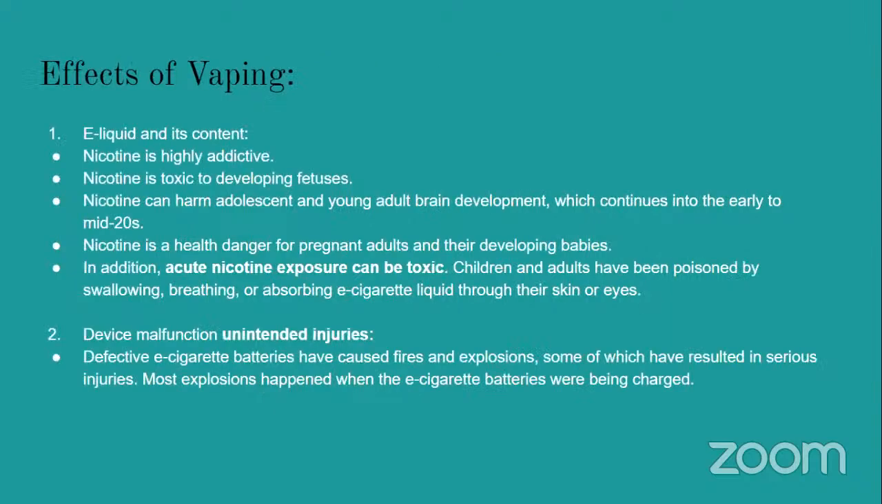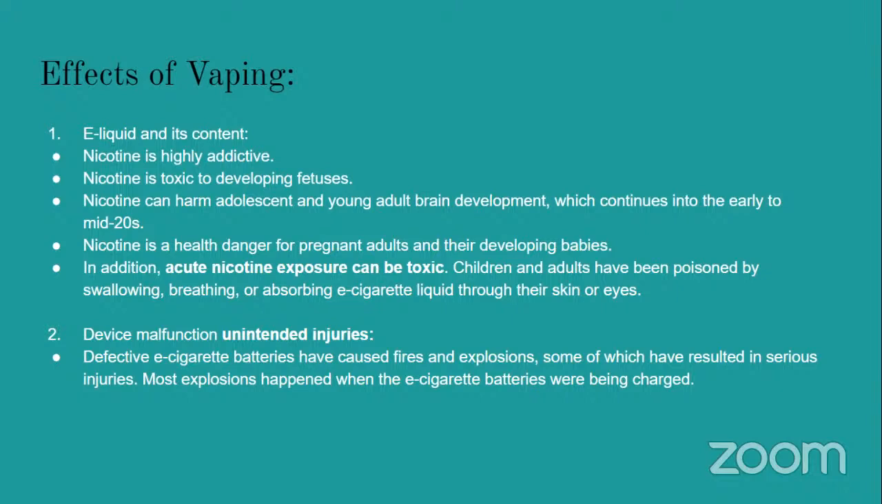What are the effects of vaping? This can be divided into effects from the e-liquid and its content, and device malfunction of the e-cigarette device. Looking at what the e-liquid can cause, it mostly comes from the nicotine content, which, as we know, is highly addictive. It is toxic to developing fetuses and can be harmful to the adolescent and young brain, which continues to develop into the early to mid-20s.